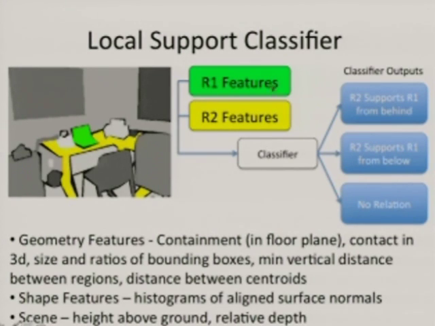And we're going to feed those into a classifier, which is then going to come out with one of three predictions. Either they have no relation whatsoever, perhaps region 2 supports region 1 from behind, or it supports it from below. Okay, so just to be clear here, this is a purely local reasoning.